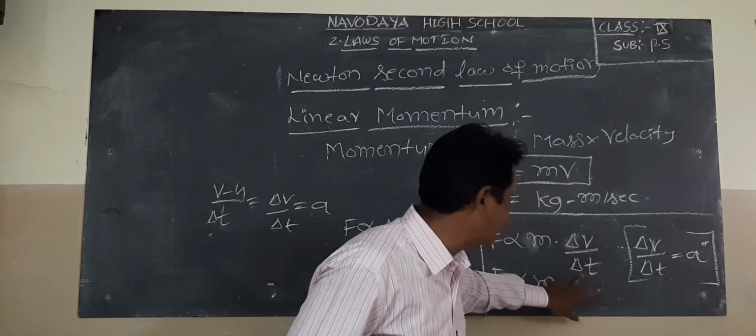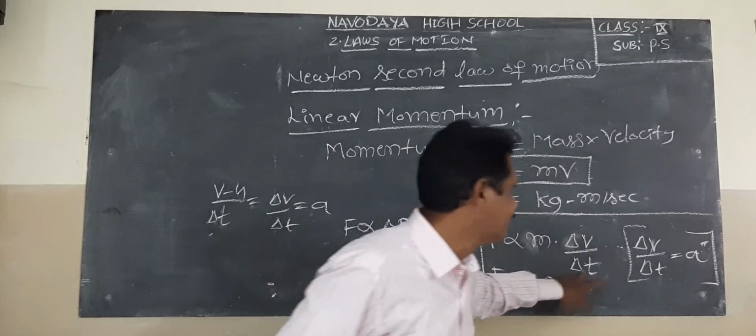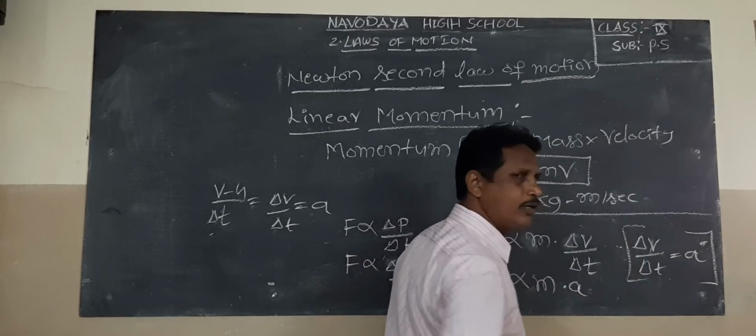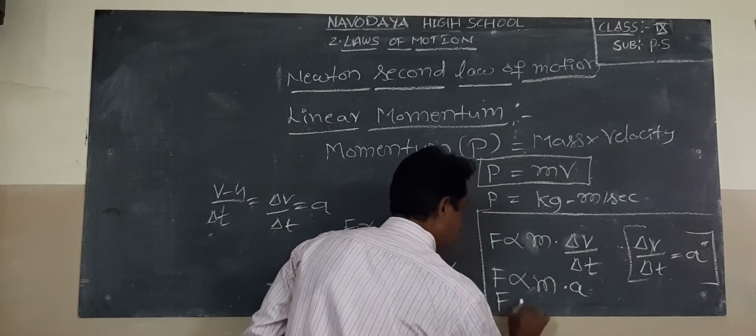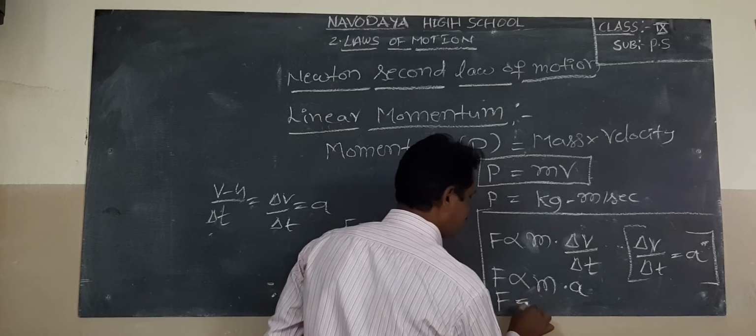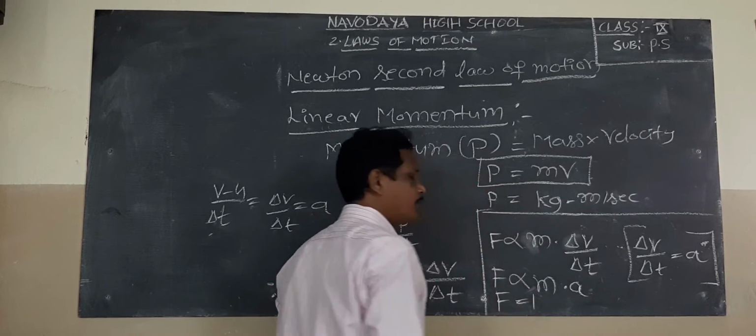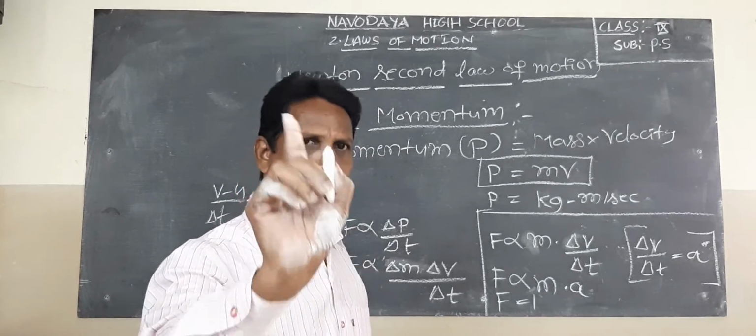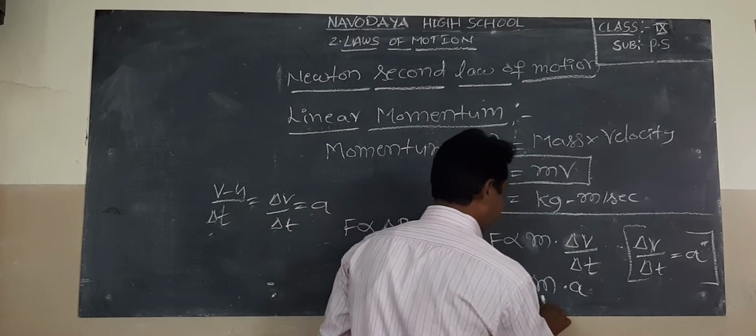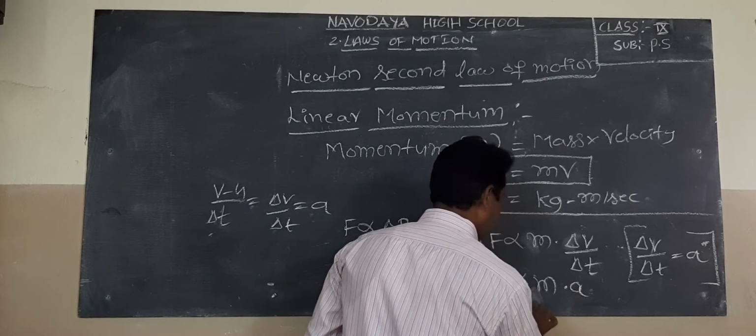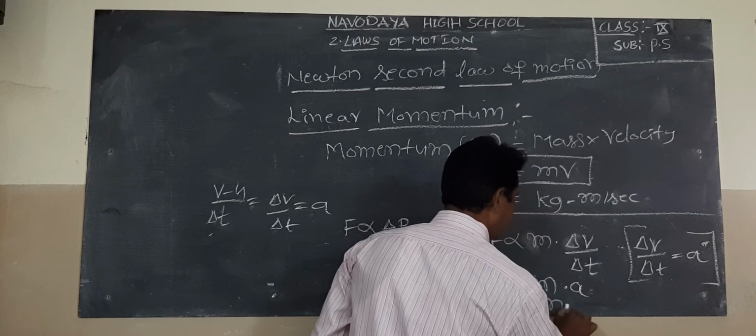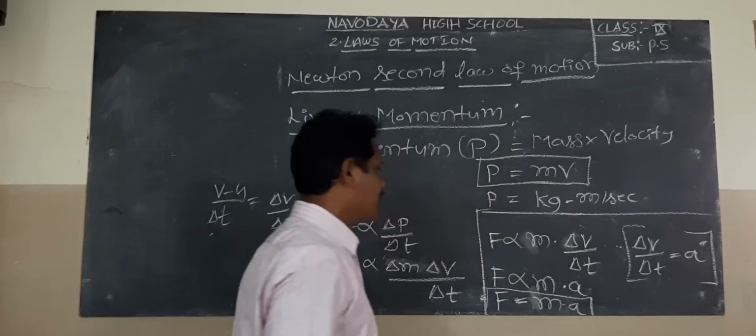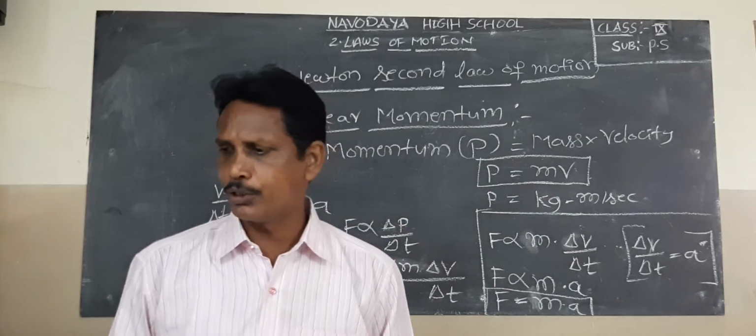Here delta V by delta T is replaced by A, so F is proportional to M into A. The proportionality sign is replaced by 1, because 1 is the proportionality constant. Always the proportionality constant is 1. So 1 into MA, that is F equals MA. This is Newton's second law of motion: F equals MA.